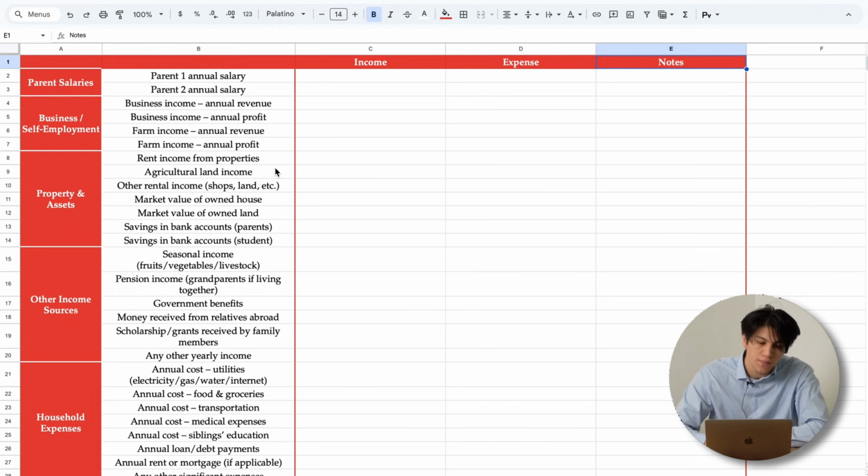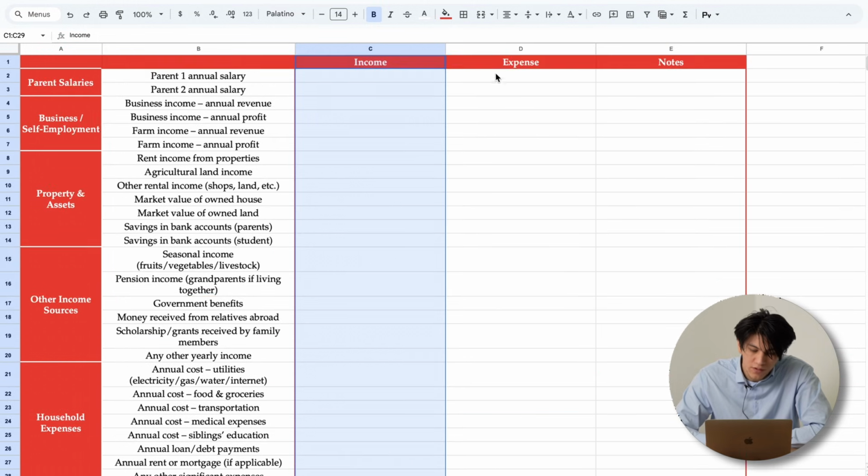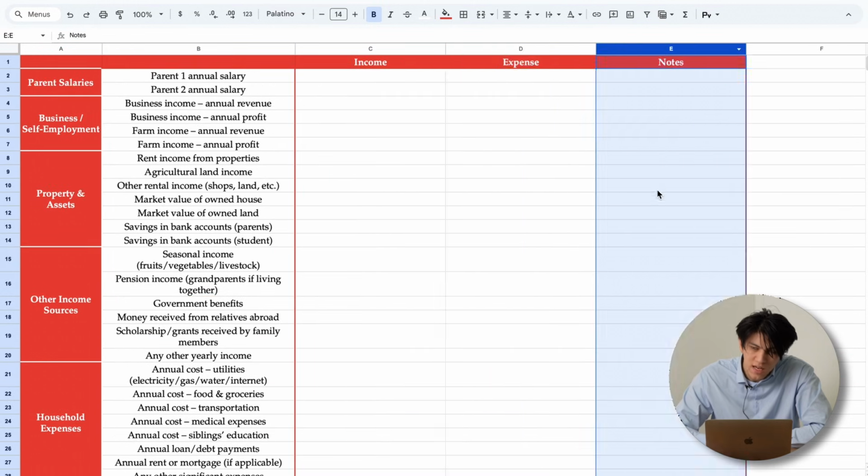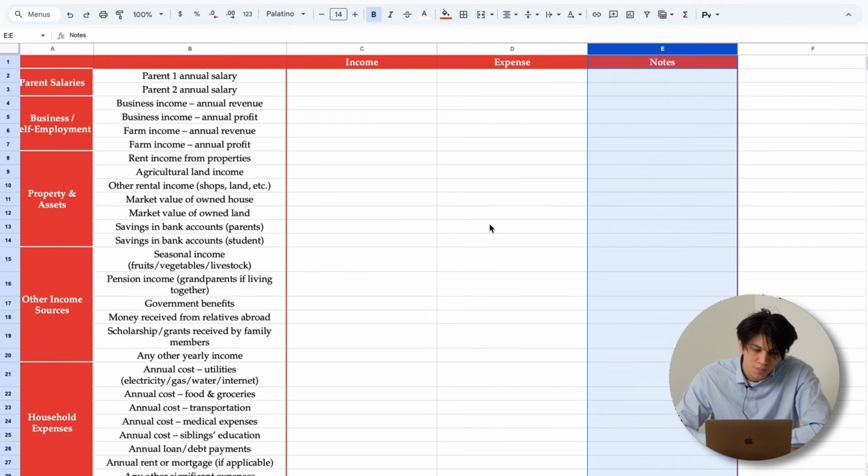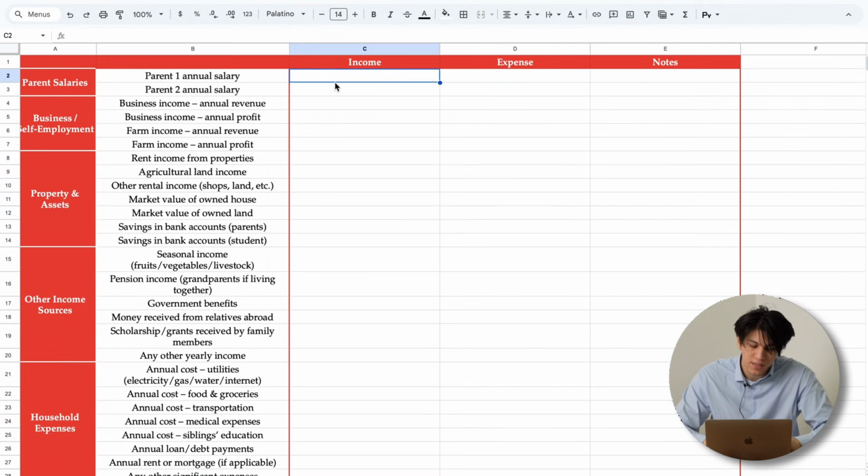So how does this work? Here we have incomes. As you can see, all of them are income here, and all of them are expenses here. And here, if you have special notes, you can include that. But let's say our parent one's annual salary is 500 million sums, or let's say it is in United States dollars, so that everyone understands it's annual 550,000, and parent 2 is, let's say, 80,000. No, dollars.